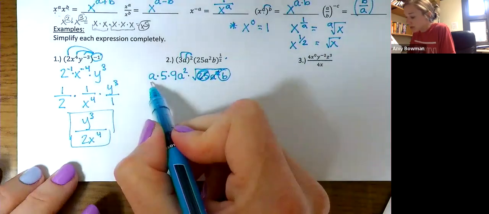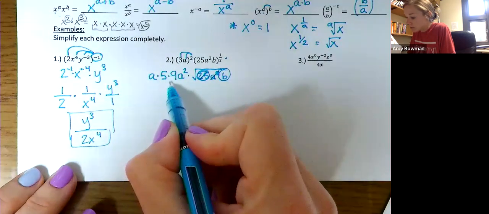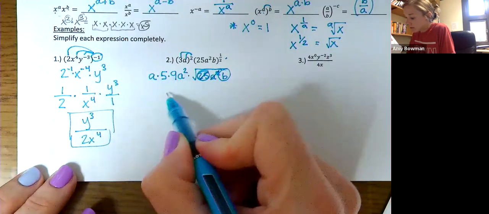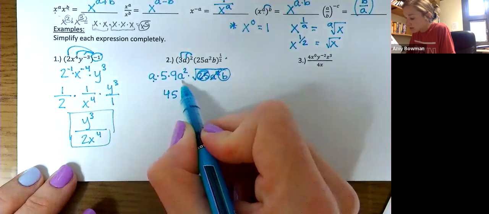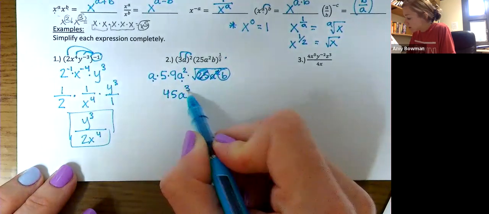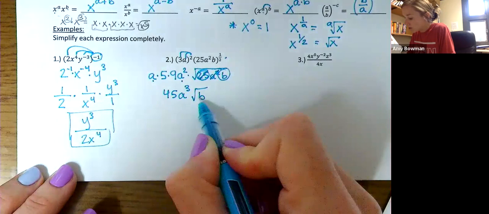Now I'm going to simplify. I have A times 5 times 9 times A squared. So 5 times 9 is 45. A times A squared is A cubed. And then I'm left with the square root of B on the inside.